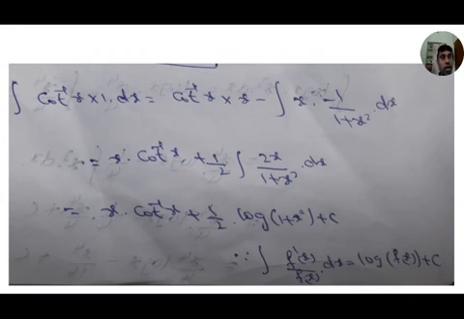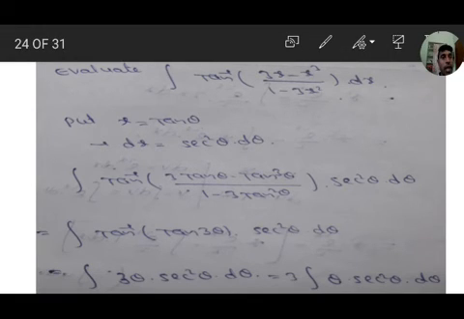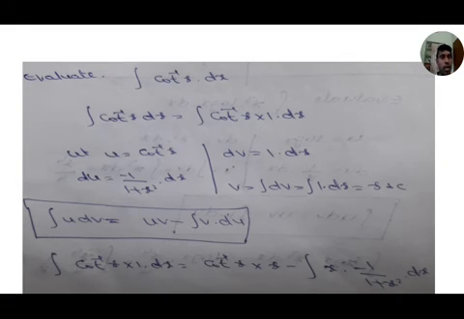Let us go for the next problem. Integration tan inverse of (3x minus x cube) by (1 minus 3x square). Our cot inverse x can be written as cot inverse x into 1. Cot inverse x is an inverse trigonometric function, 1 is the algebraic function. So first, inverse trigonometric functions will come, so it is u, and 1 is the algebraic function, dv.